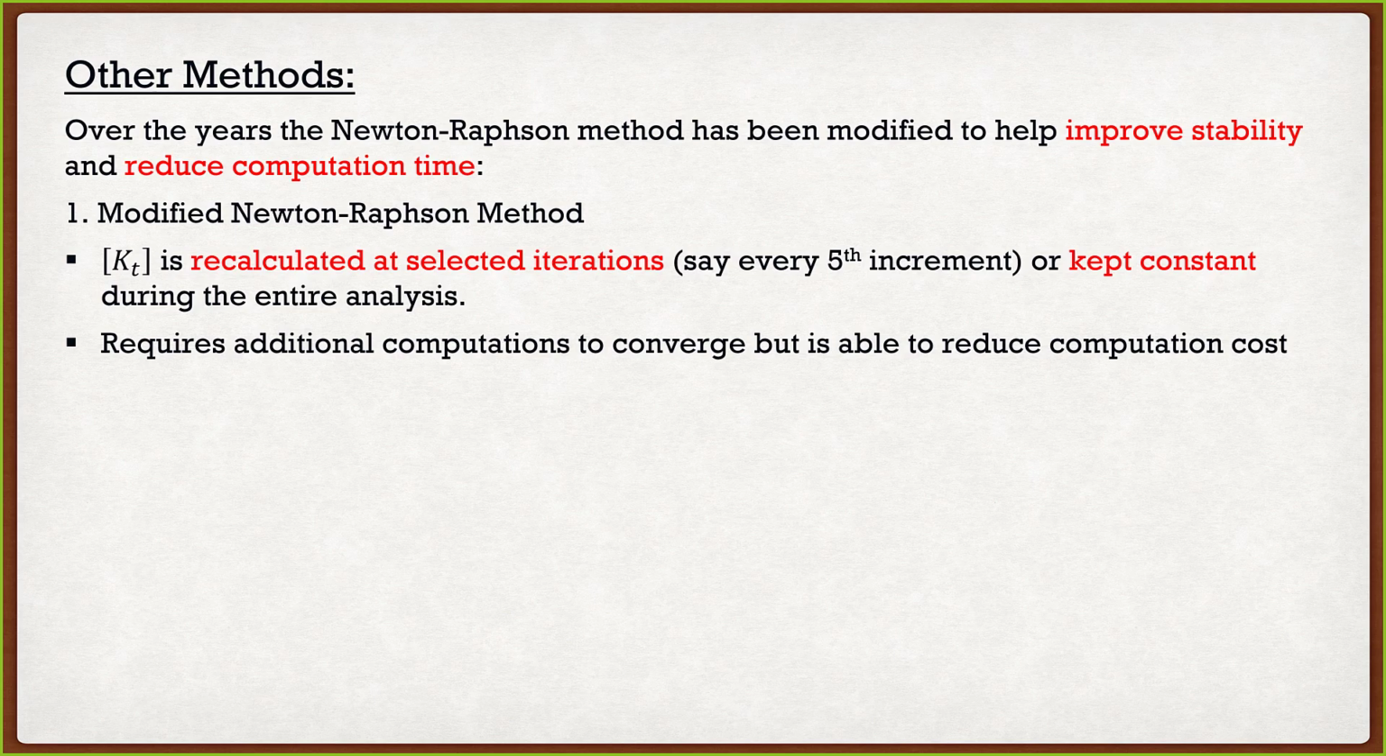It's on your assignment, but we're going to do an example. As you're going to see, it's the exact same thing as the original Newton-Raphson method, except that we're not recalculating KT every time. We calculate it once and just leave it, or we calculate it every fifth increment, something like that. Now, the second one, which you're going to see in ABAQUS, is called the secant method, or the quasi-Newton method.